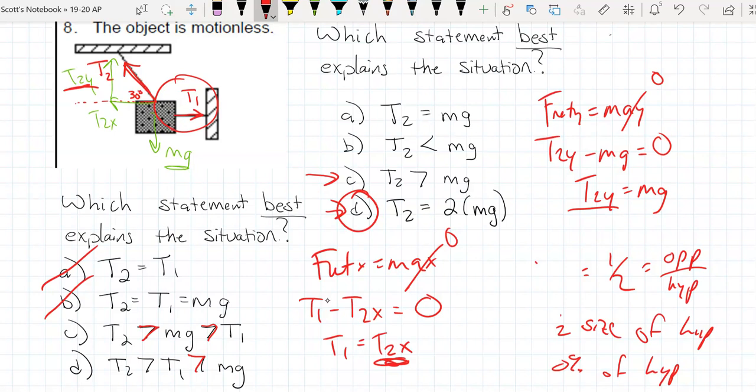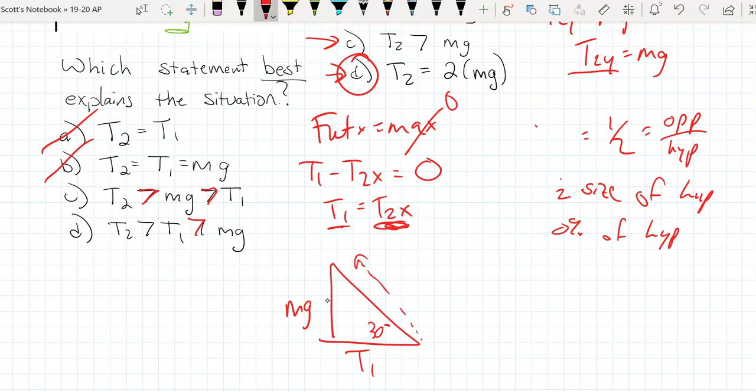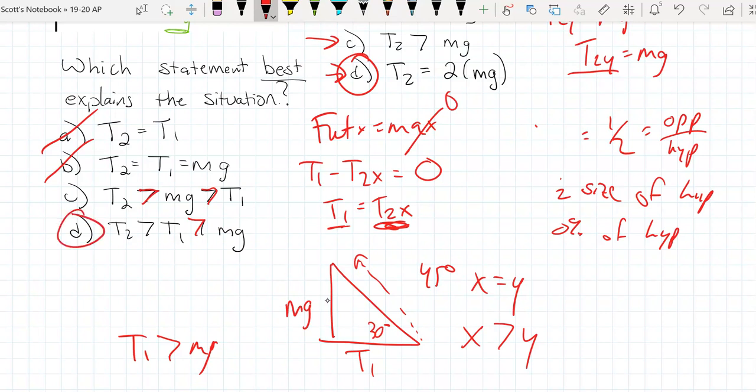Here, this is just a little bit of, again, some trig analysis. So again, we have our sides of our triangle. So we know this is mg. And then I can see T1 must equal T2x. So this side is equal to T1. This is 30 degrees. And I know at 45 degrees, so if it was a little bit higher, 45 degrees, x equals y component. But if I lower it, then I know that the x component is greater than the y component. Right? So that means T1 must be greater than mg. So if we look at that, that gives us answer choice D.